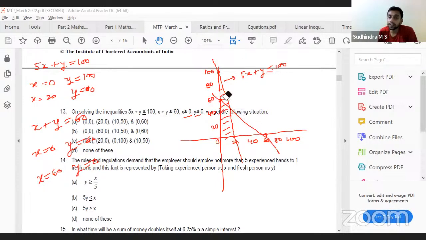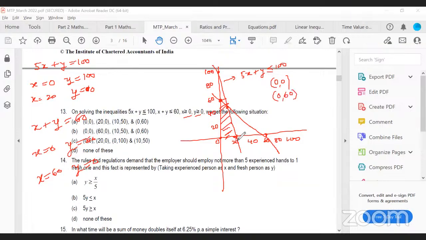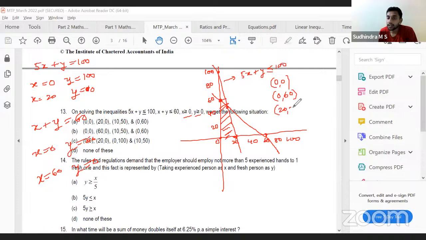So if I consider both, the feasible area is this, correct? So what are the corner points? 1, 2, 3 and 4. 0, 0 is one of the corner points. Then this is 0, 60. This is 20, 0. The other one we can identify by solving the equations 5x plus y is 100 and x plus y is 60.